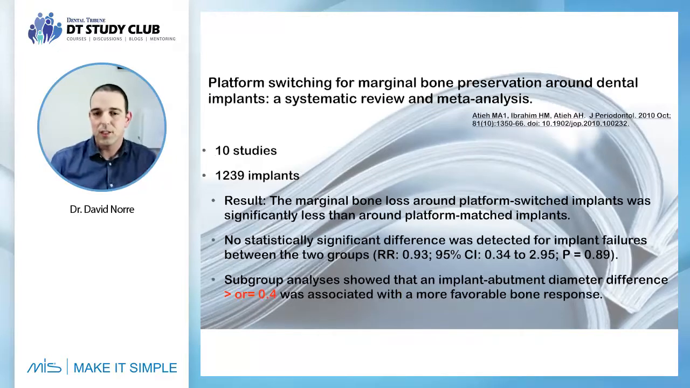When you see the meta-analysis of Atier, it comes to almost the same difference. You need a platform shift of 0.4 millimeters to have a favorable bone response. So a platform shift of less than 1.4, it means 0.4, it means an abutment of 5 millimeters, an implant of 5 millimeters with an abutment of 4.2, so 0.8 millimeters difference, you have a good platform shift.